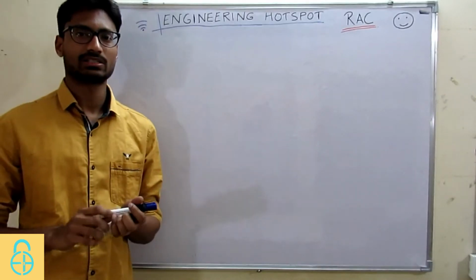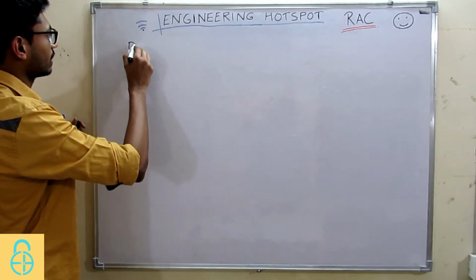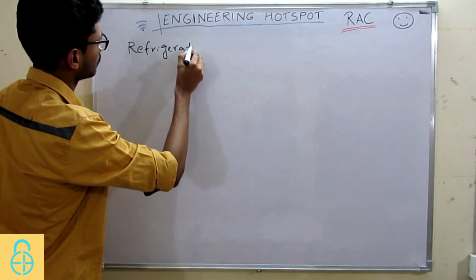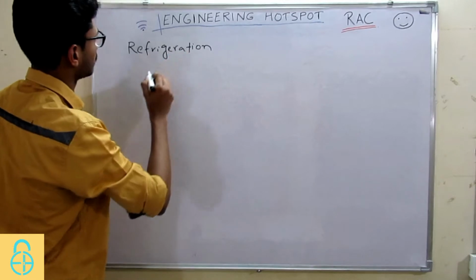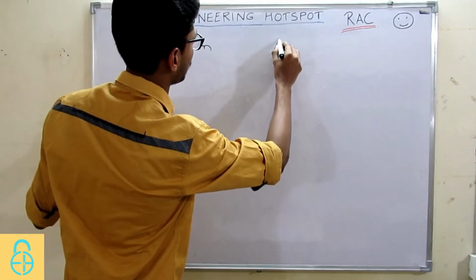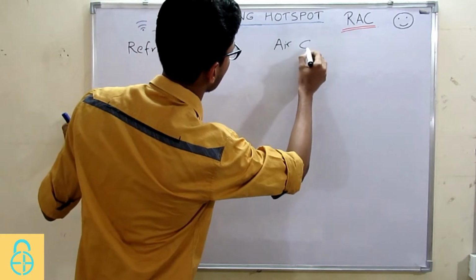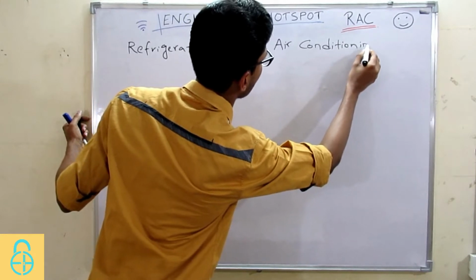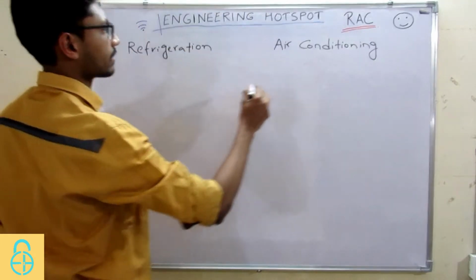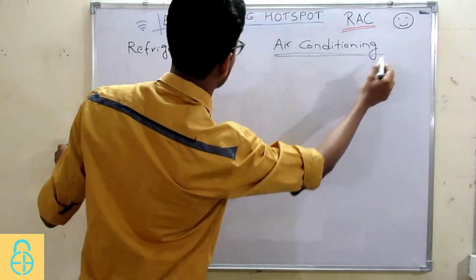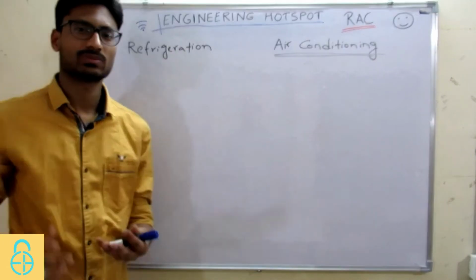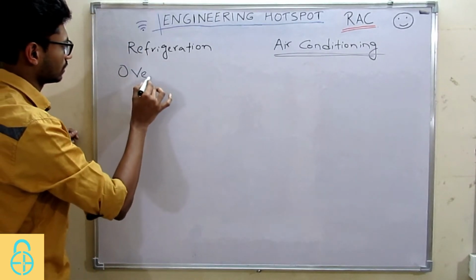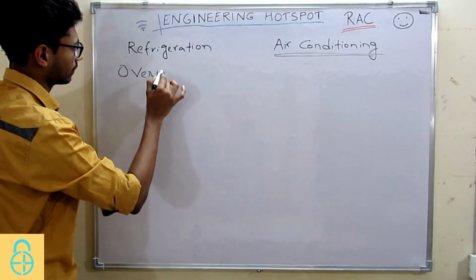So in this, what is refrigeration? In refrigeration and air conditioning, basically there will be two parts. One is refrigeration and one will be air conditioning. First I will deal with the air conditioning part. So this will be the general overview, and you will get the entire idea. In this way I will cover the entire RAC.